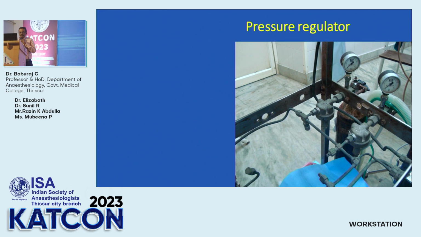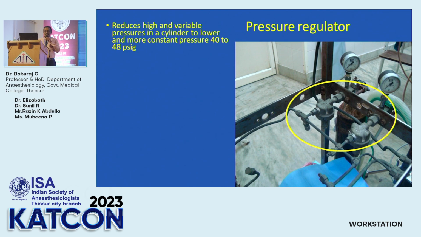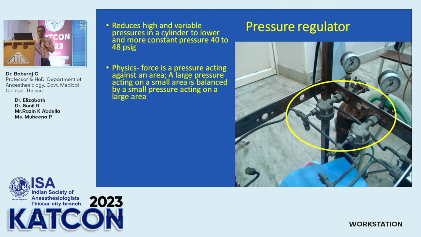See, pressure regulator. I said from the cylinder up to the pressure regulator is the high pressure system, right? What is the function of the pressure regulator? It reduces high and variable pressure. These adjectives are very important. It reduces the pressure in a cylinder to a low and more constant range of 40 to 48 psig.